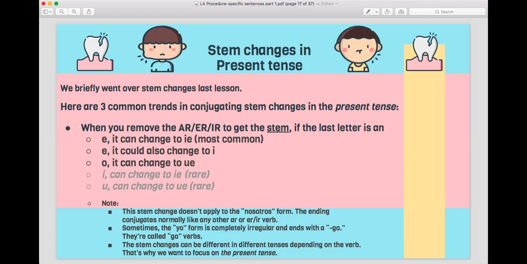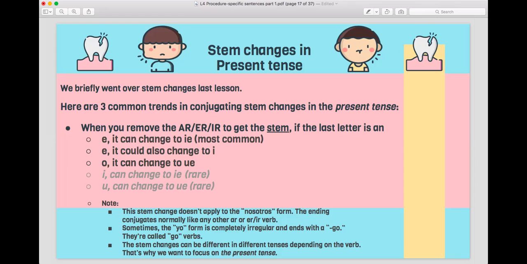And then you look in that stem, like tener, we have ten, so it's TEN. You now want to look at the last few letters of that. And in some verbs, if there's an E in the last few letters, you will change it to an IE, and this is the most common one. If it's an E, it could also change to an I. If it's an O, it could change to UE, although this one's not as common.